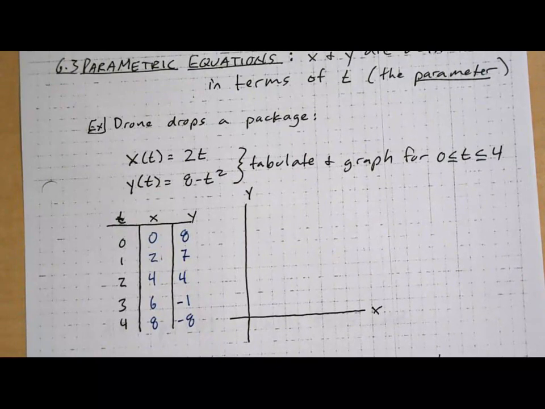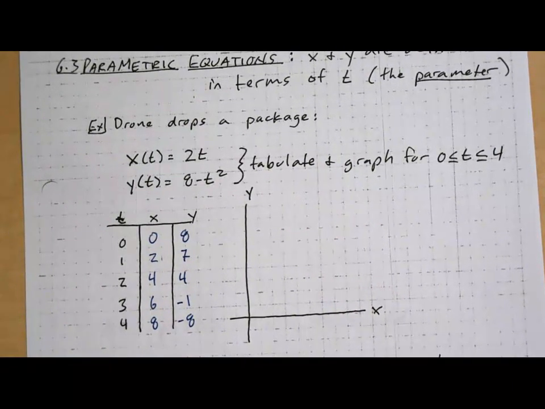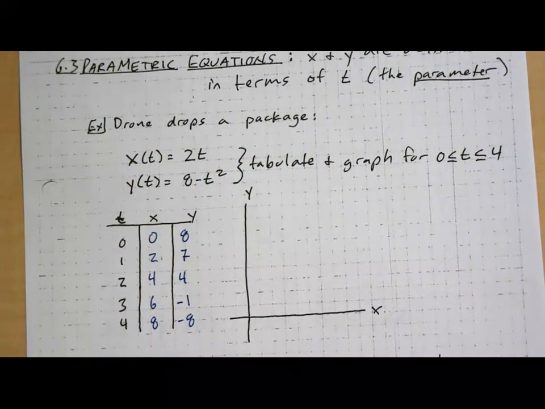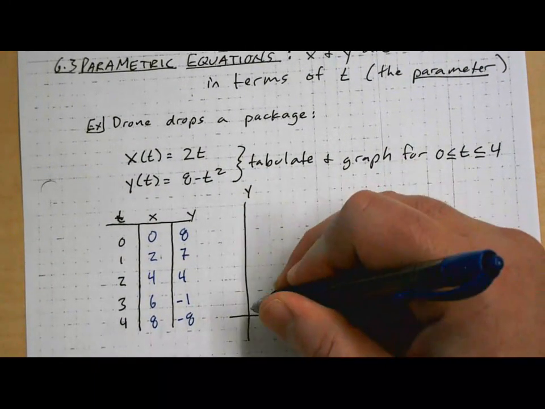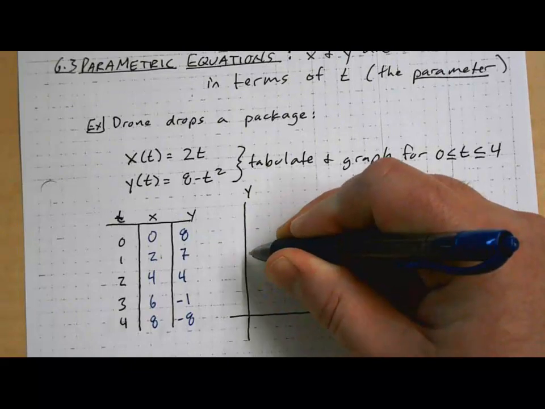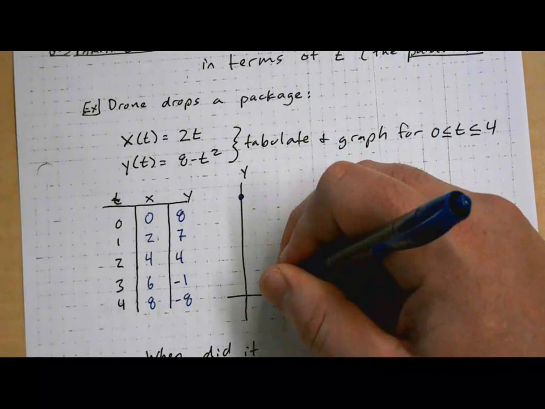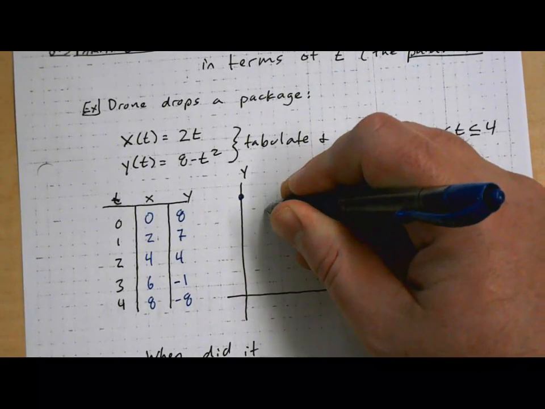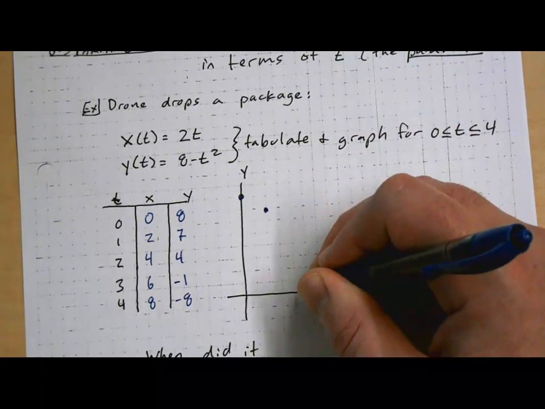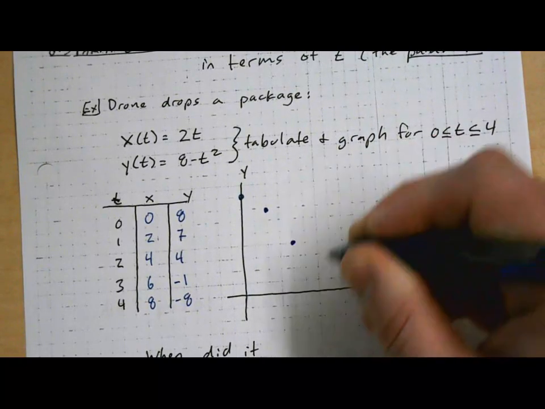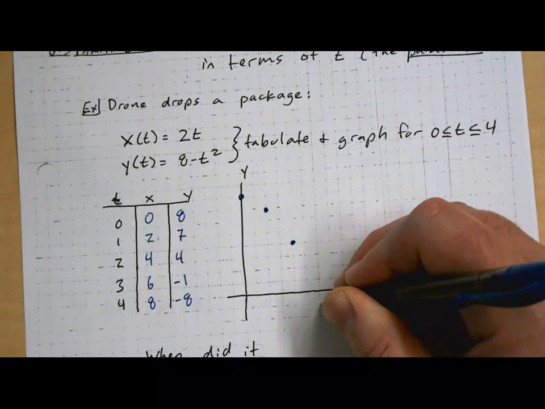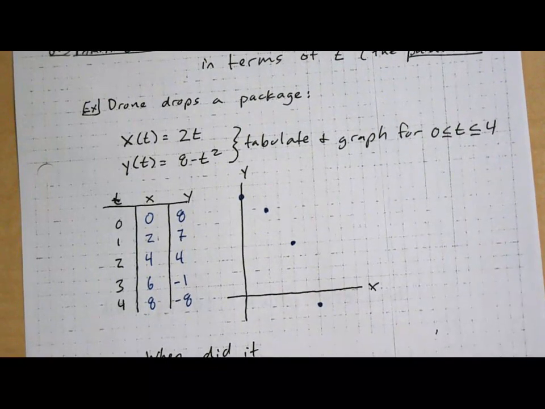So let's go ahead and sketch these points. Did I make any mental math mistakes there? Are we good? All right, let's do this. Sketching these points, 0, 8. So 0, 1, 2, 3, 4, 5, 6, 7, 8. 2, 7. 6, 7. 4, 4. 6, -1. I'm not going to bother with the other one.